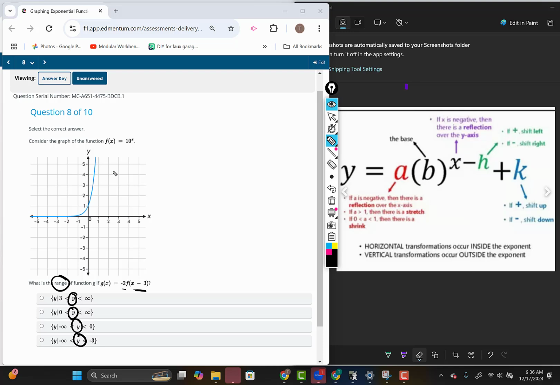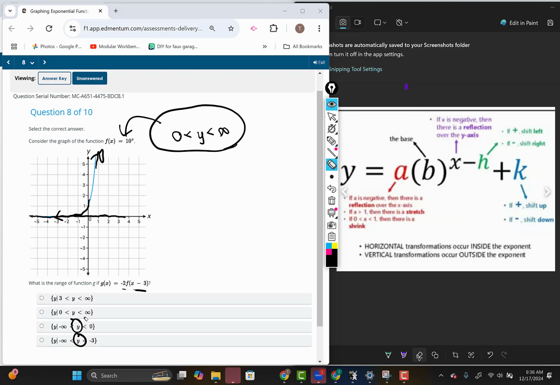So the y values go up and down. Does this graph go up infinitely? For sure. Does it go down infinitely? No. It stops at this asymptote, stops at this barrier line. So the range is everything between 0 and infinity for this graph. That's not the answer to the question.